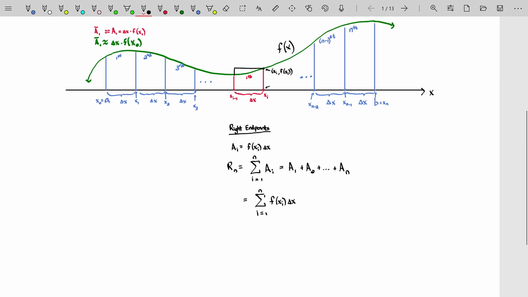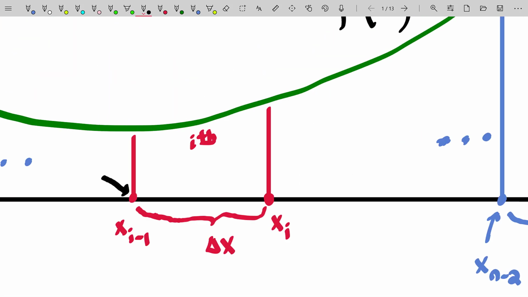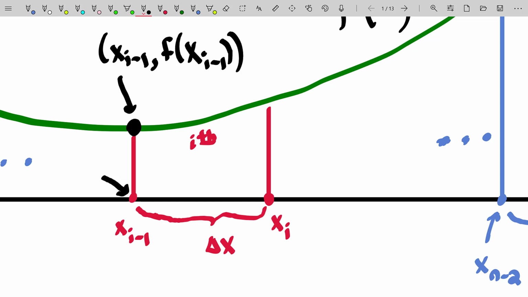If we had used left endpoints, on the other hand, we would use this x value, and we get that y value right there, which is at the point x sub i minus 1, comma, f of x sub i minus 1, and we get another rectangle, which we could use to approximate the area underneath the curve. That obviously is an under approximation only because the curve is increasing, but that's okay, because as we increase the number of slices, that under approximation gets more accurate.